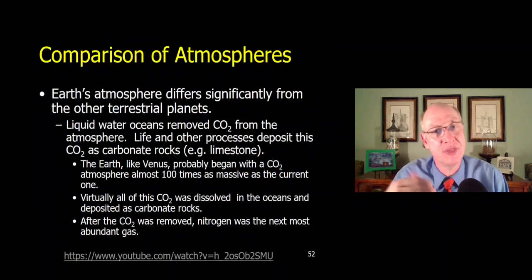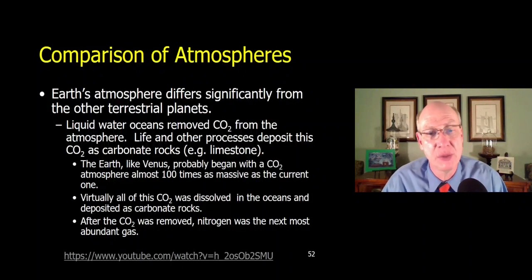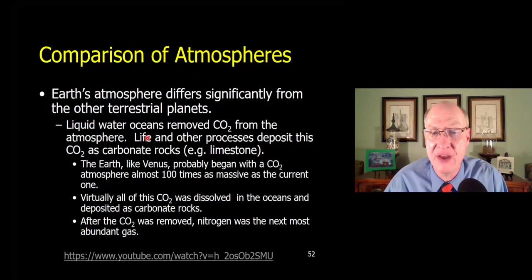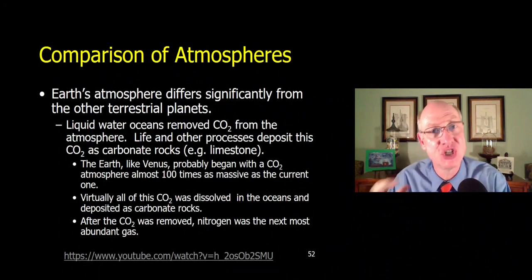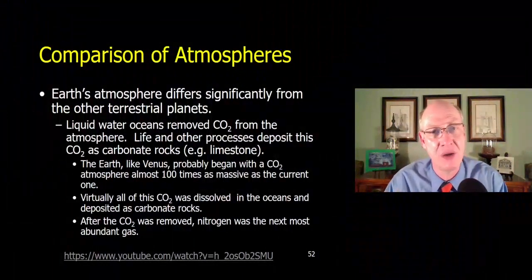Now, what happens is when the carbon dioxide is dissolved in the oceans, life and other chemical processes, but primarily life on Earth, takes that carbon dioxide out of the water, combines it with calcium and other elements, and makes carbonate rocks. Now, I shouldn't say they make carbonate rocks. They make shells for themselves, right? They make calcium carbonate shells.